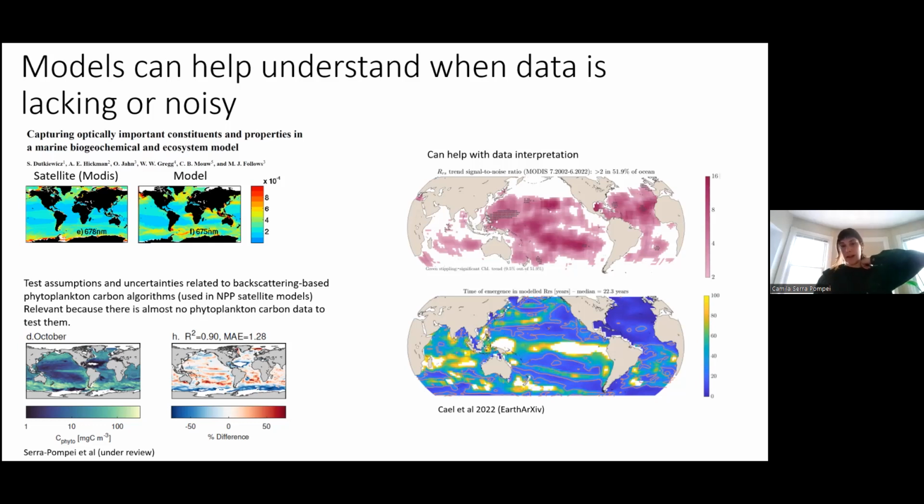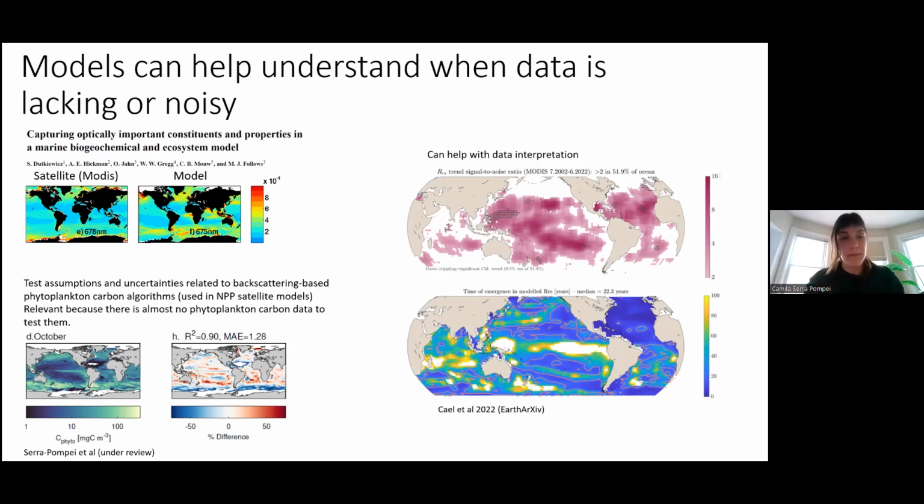So here are 2 examples that I could find of how models are used to test or to understand what we measure. One of them is my own project. Since there is almost no phytoplankton carbon data, and this data is biased, and they have used very different methods to measure phytoplankton, we are using backscattering as a proxy for phytoplankton. This is used in satellite-derived primary production models, commonly used by many people in the field of ecology. So I thought, can we really assume that backscattering is a good proxy for phytoplankton?